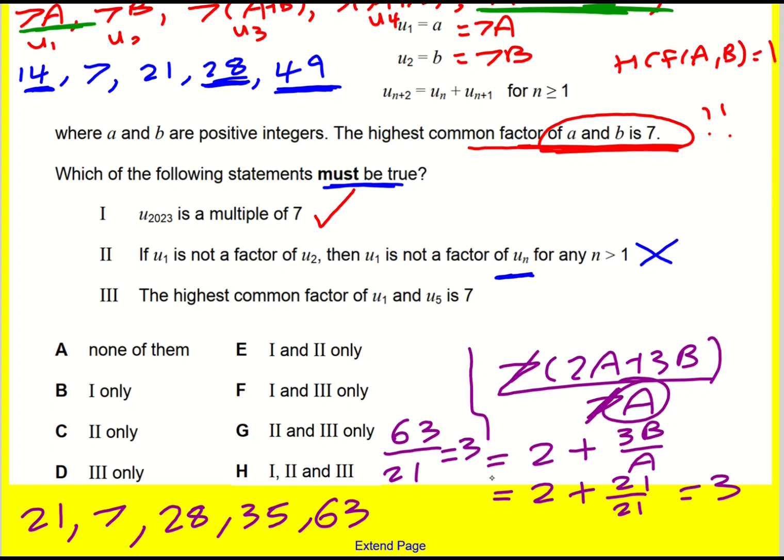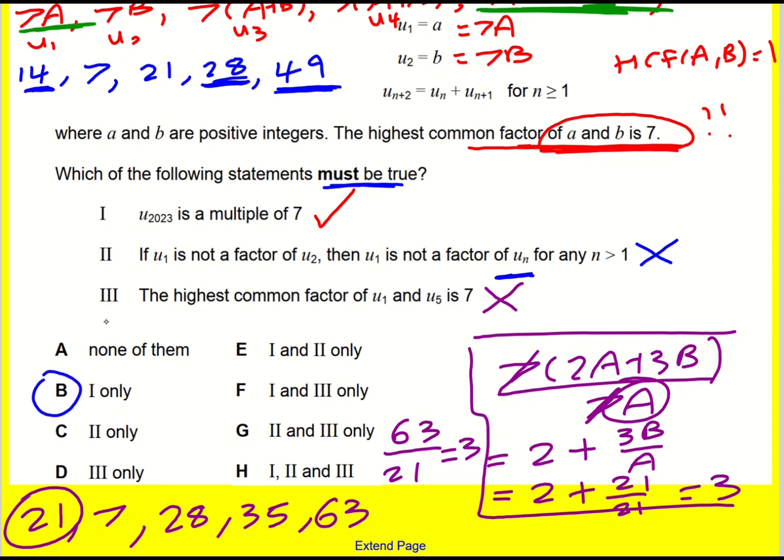A little bit like I was doing algebraically. I'm not sure I explained that as well as I could have, but in any case, I found a counterexample. U1 in this case divides into U5. The highest common factor of them is therefore going to be 21, the value of U1 itself. So this is not necessarily true. So therefore, it's only one that is definitely true, and our answer is going to be B.